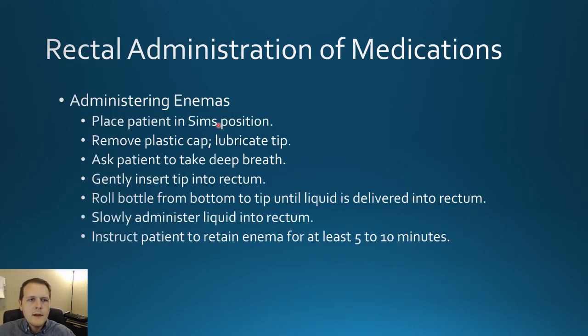So how are we going to do this? Well, basically, you're going to place them in the Sims position. You'll go ahead and remove the plastic cap and then lubricate the tip. This is going to help ease the insertion, and have the patient take a nice deep breath. You'll then gently insert the tip into the rectum, and the bottles are nice and flexible, so you're going to roll the bottle up from the bottom until all the medication is delivered into the rectum.